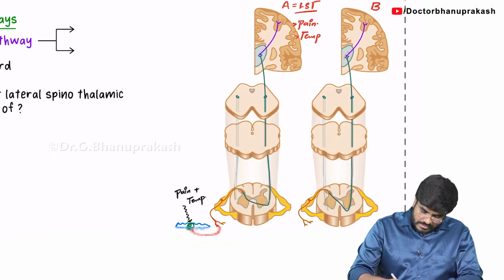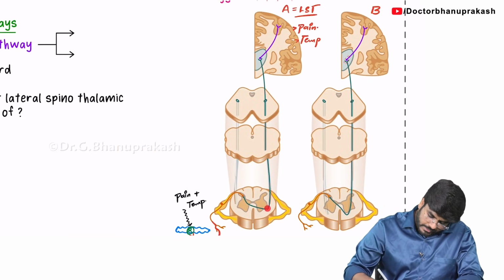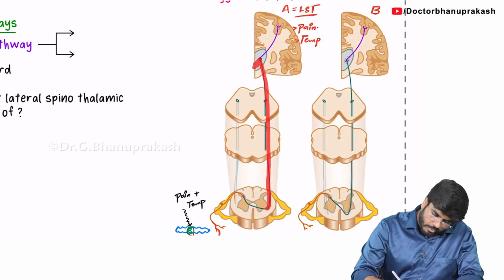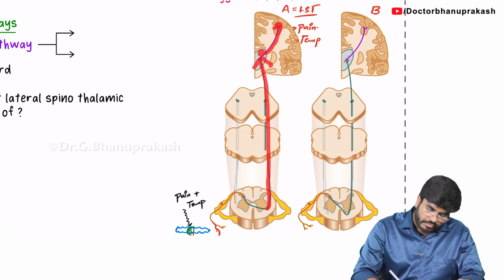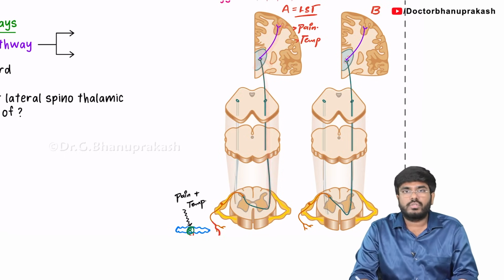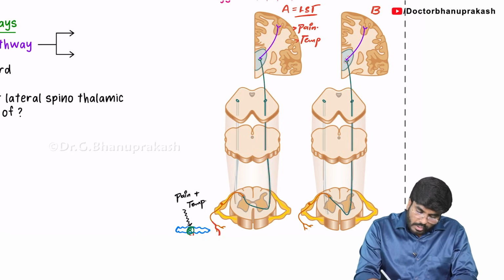And you very well know, sir, where these ascending tracts are going to go. This pain and temperature sensation is going to the thalamus, and from the thalamus, the third order neurons are going to take this information to the cortex. Done. Then what about this B?